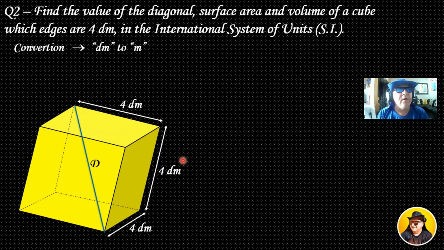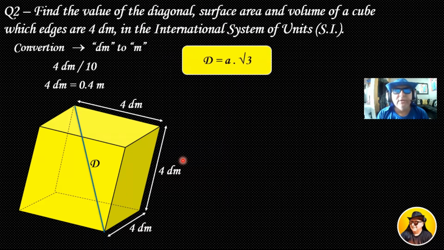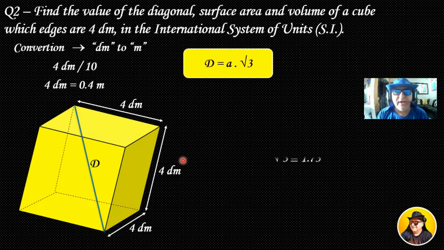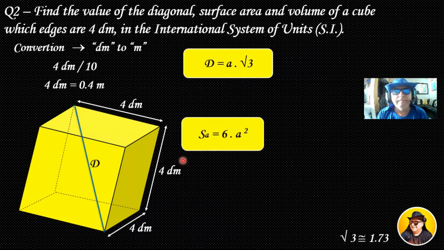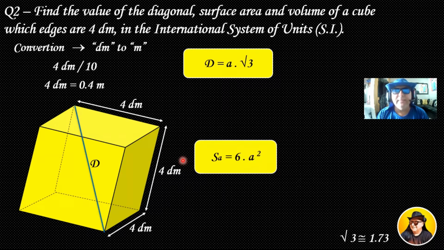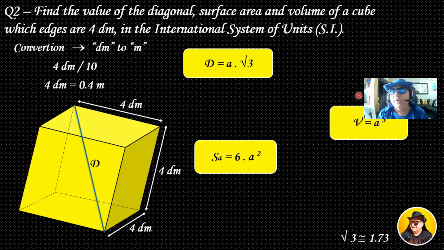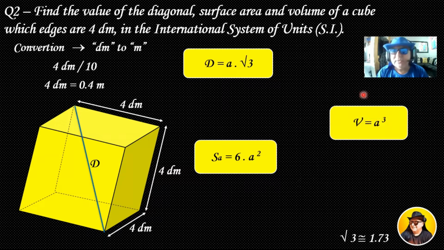So let's do a conversion from decimeter to meter. To do this, we have only to divide 4 decimeters by 10. So we have that 4 decimeters is 0.4 meters. So the diagonal is A times the square root of 3. The square root of 3 is about 1.73. The surface area is 6 times A squared, and the volume is A cubed. I'm going to move my window a little bit. All right, here it is.